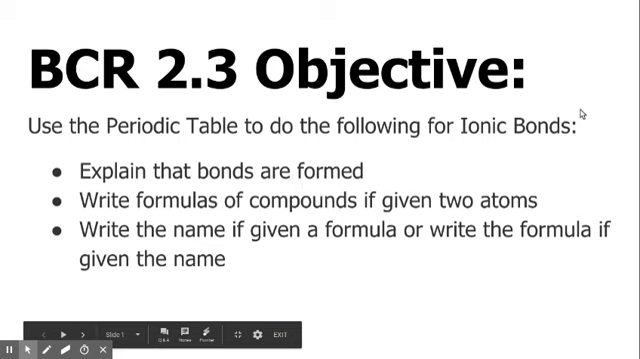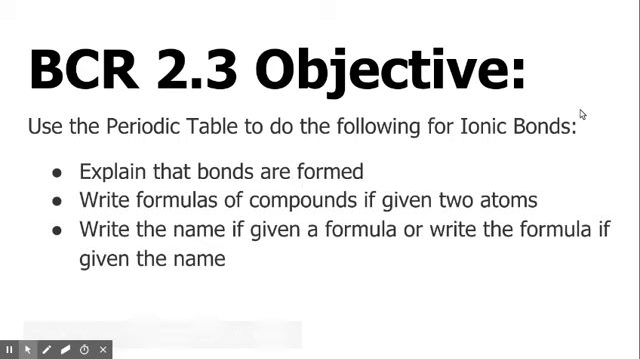All right, so the BCR 2.3 objective is all about ionic bonds, and you need to be able to explain how ionic bonds are formed, write formulas of compounds if given two atoms, and this is typically the harder part, and you have to be able to prove that you can do this, and that will be a part of your assessment. And then write the name if given the formula, or write the formula if given the name.